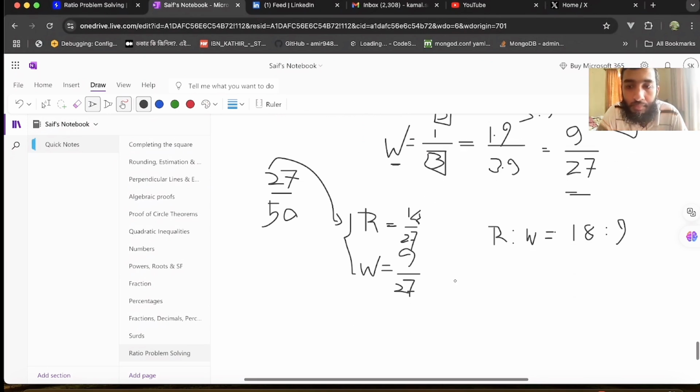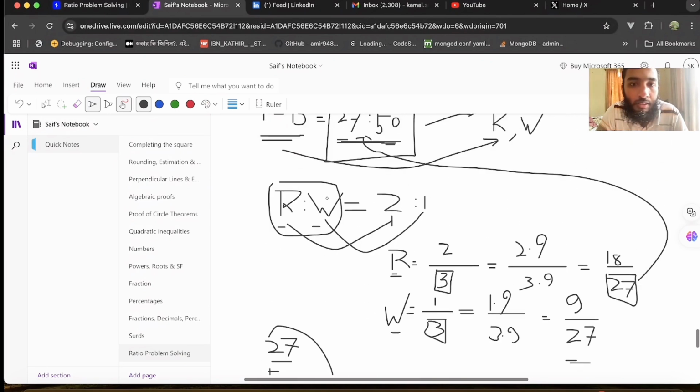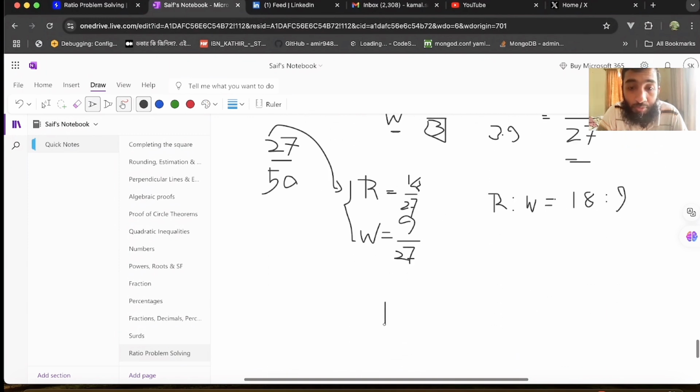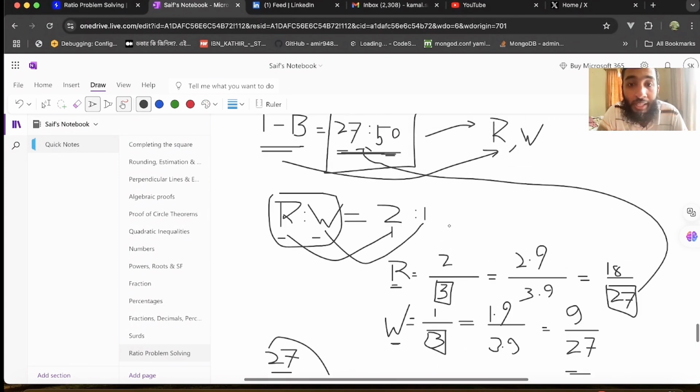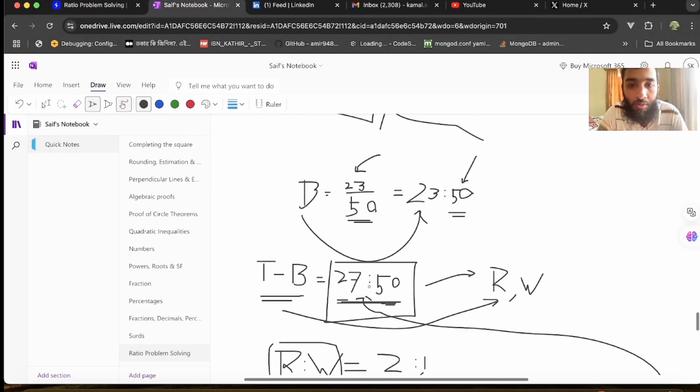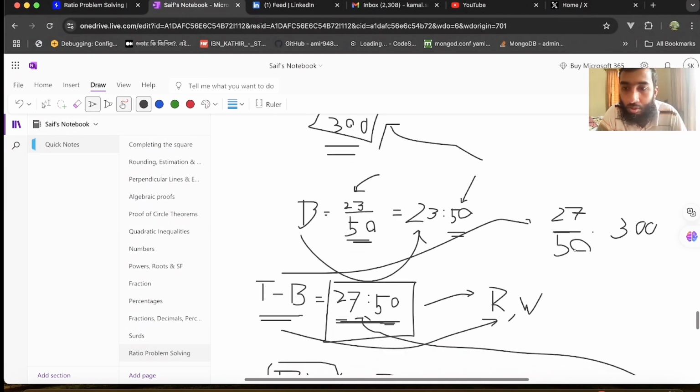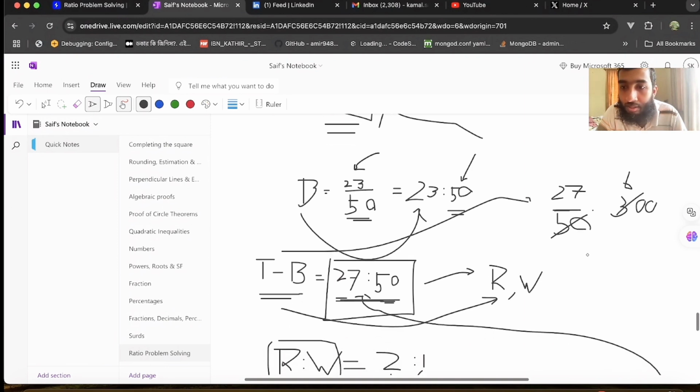Okay, so what is the amount of red counters? 18 by 27 into, we have to calculate this. What was the rest amount? So the rest was calculated as what? 27 by 50 in terms of ratio. But in terms of the number of counters, we can multiply this by 300 because this is the total number. So what is the number of red and white counters combined?